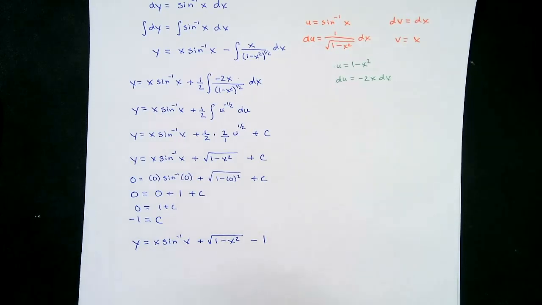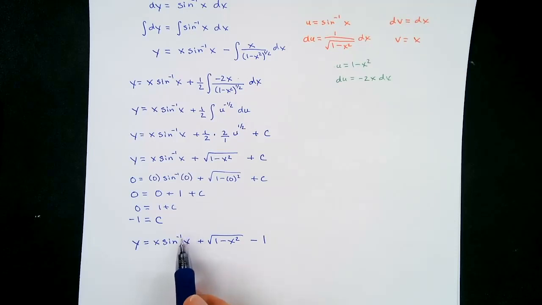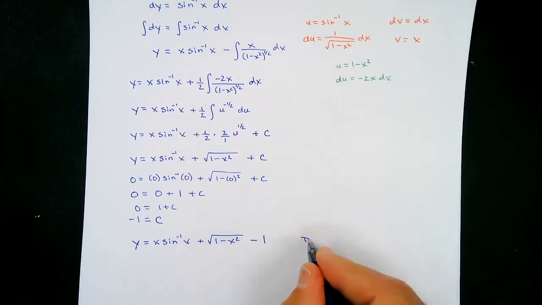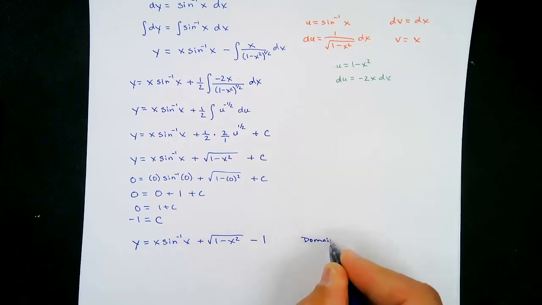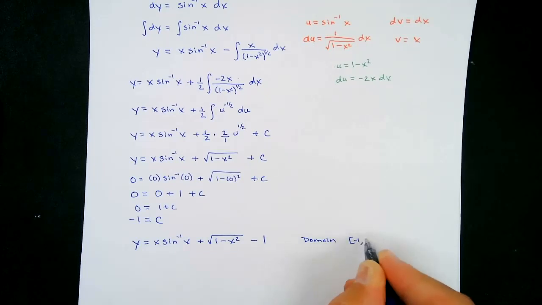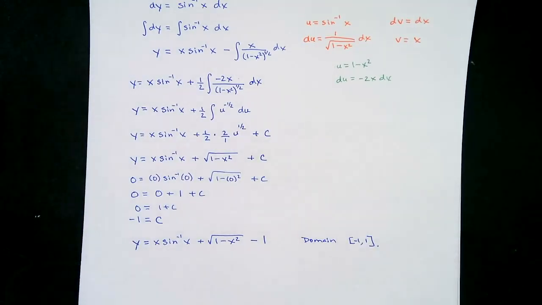Now the domain on this, we'd have to take a look at this. It can't be anything that would cause this under the square root to be negative. And also sine inverse, the x here has to be between -1 and 1. So that's it right there. My domain would be -1 to 1, including both. And that's it for that example.